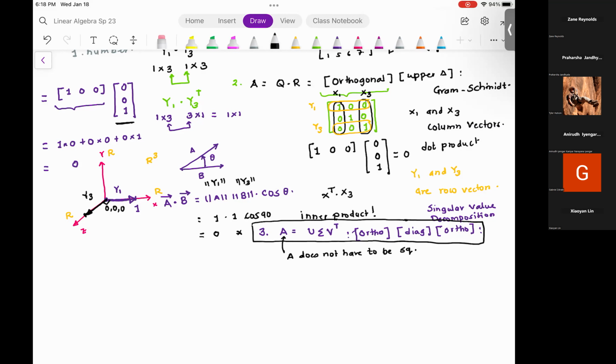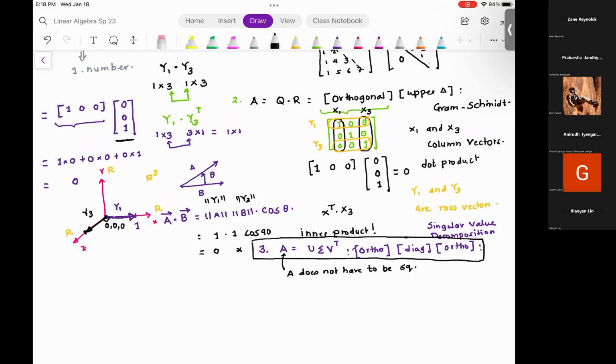Now, at this point, I want to explain one more concept. Please understand that this matrix shown over here is actually an identity matrix. This identity matrix I has 3 columns, x1, x2, and x3. This is called the column space of the matrix.